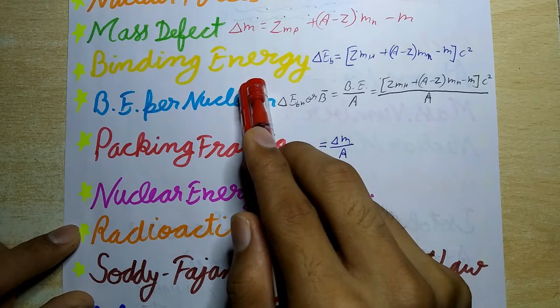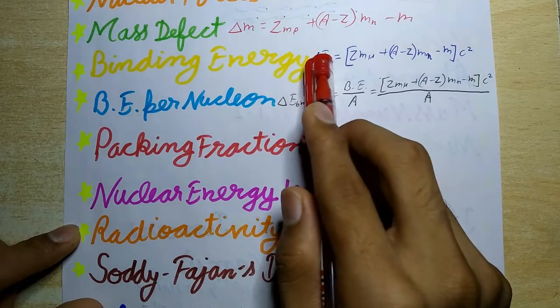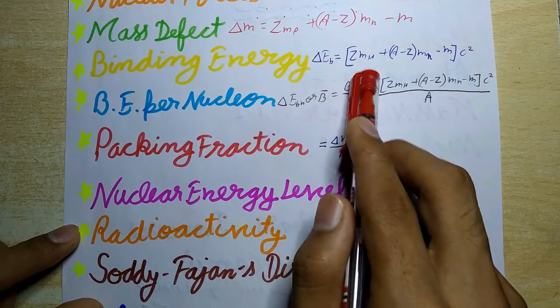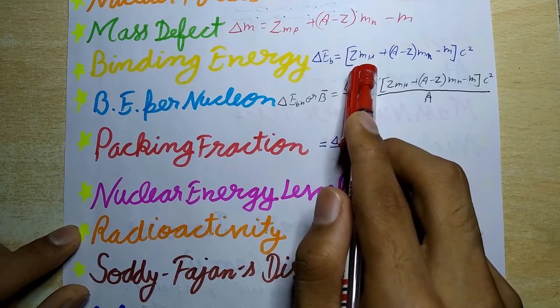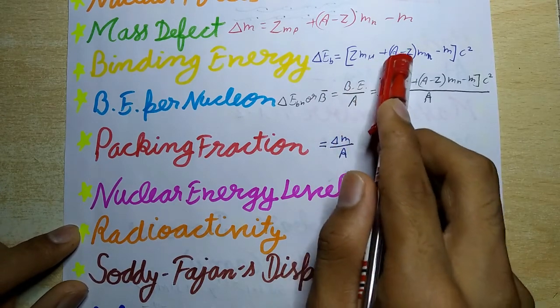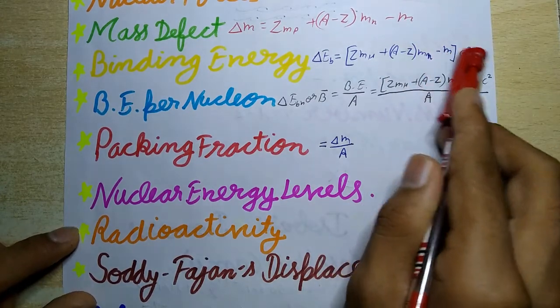So the binding energy of a nucleus X is given as ΔE_B, which is equal to [Z M_H plus (A minus Z) M_n minus M] into c squared.